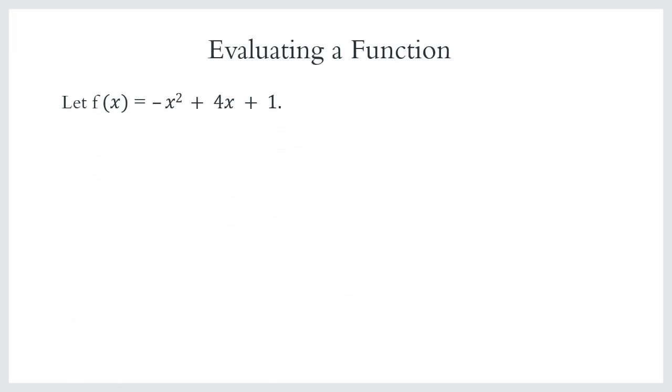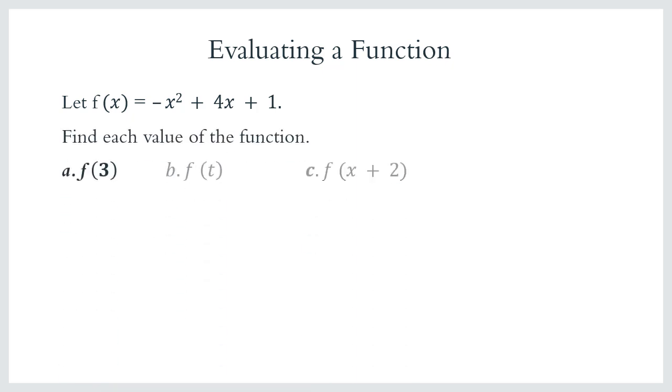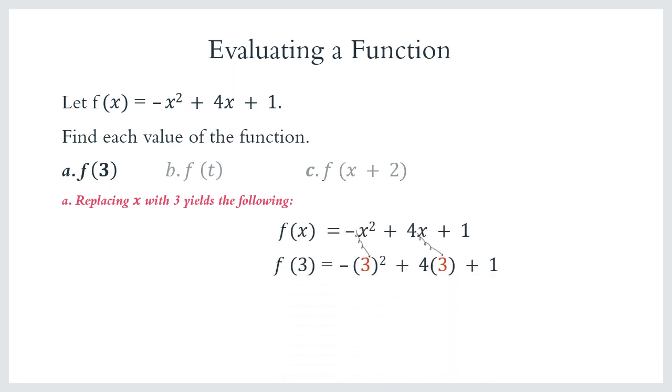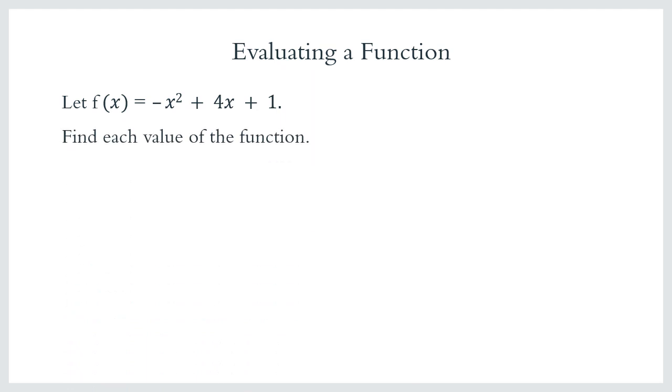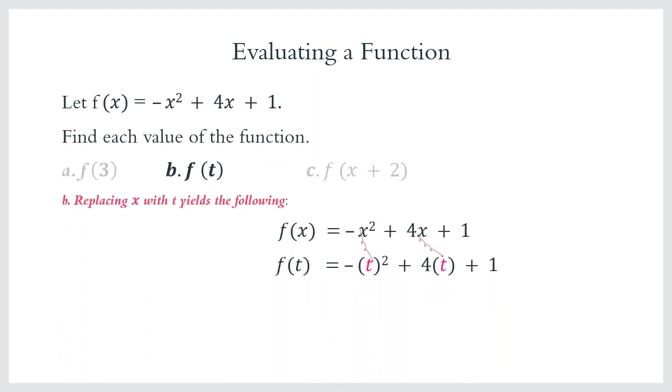Now we need to evaluate a function. Keep in mind the function notation f of x. So we have f of x equals negative x squared plus 4x plus 1. If I want to evaluate f of 3, just replace x by 3. The same example, if I want to evaluate f of t, just replace x with t.